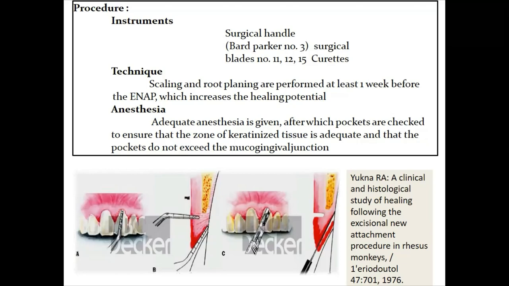When you think that the scaling and root planing has been done adequately, after a week you'll recall the patient, and adequate anesthesia is given, after which the pockets are checked to ensure the zone of keratinized tissue. Here you have to ensure the adequacy of the keratinized mucosa, and the pocket should be supra bony. It should not exceed the mucogingival junction.